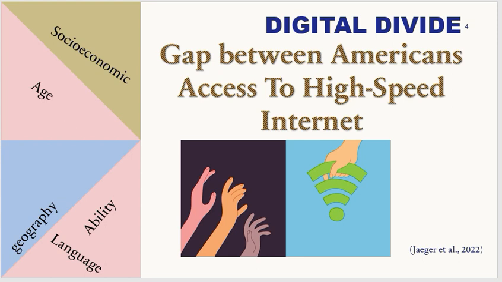So, the digital divide. It is a gap between Americans' access to high speed internet. And some of those barriers that we face could be socioeconomic, age, geography, language, ability. That's really the core of what the digital divide is.